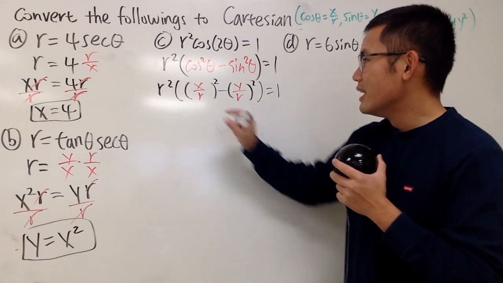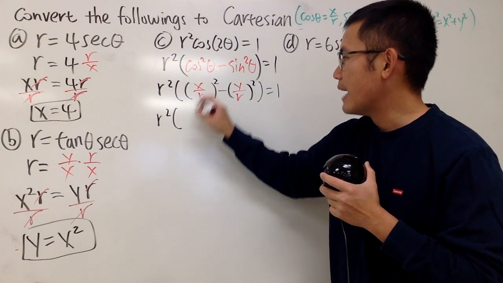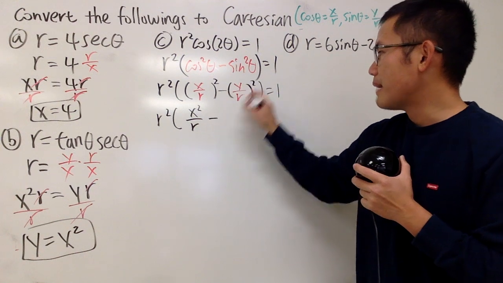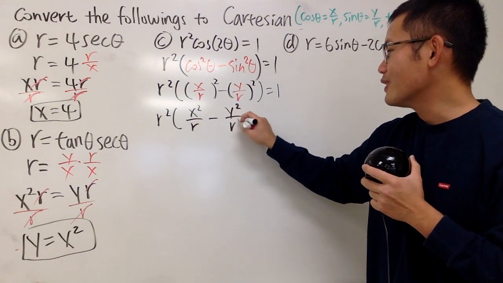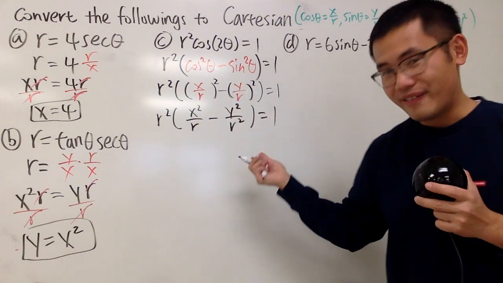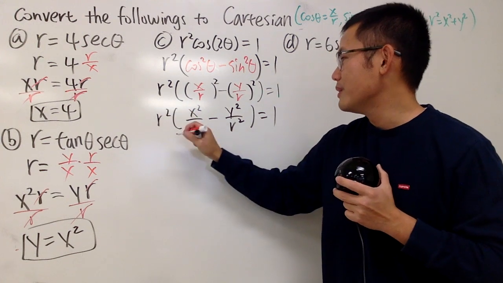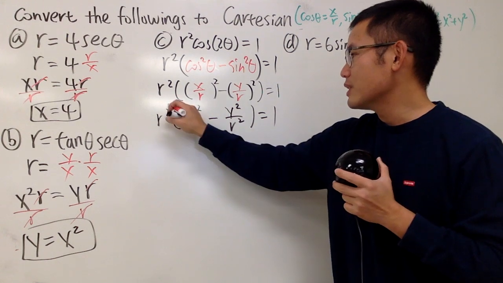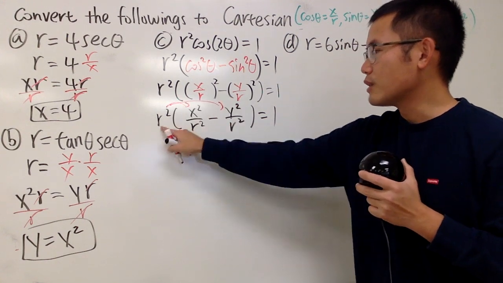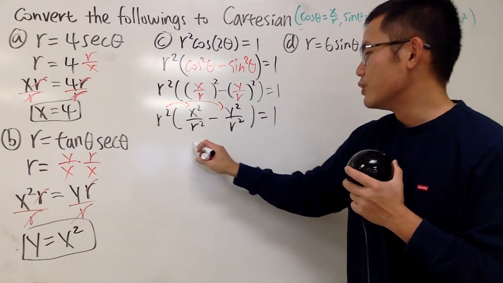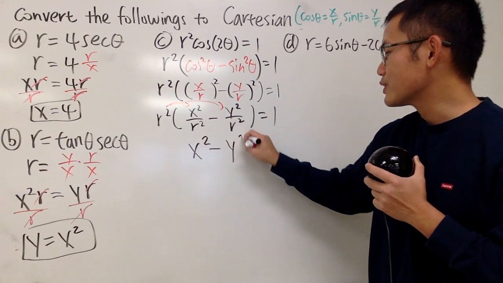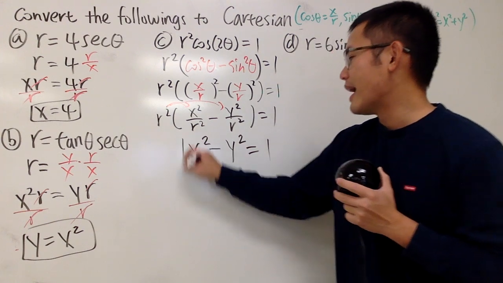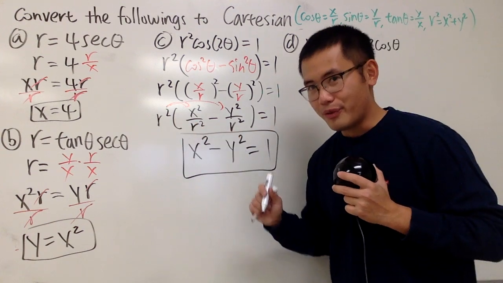And then you see that this right here is just r squared times, and of course we can work this out, x squared over r squared, and then minus y squared over r squared. This is equal to 1. Very nice, because when we distribute the r squared, they cancel. So in the end, we just get x squared minus y squared equals 1. And of course, this is the hyperbola that we have seen before.